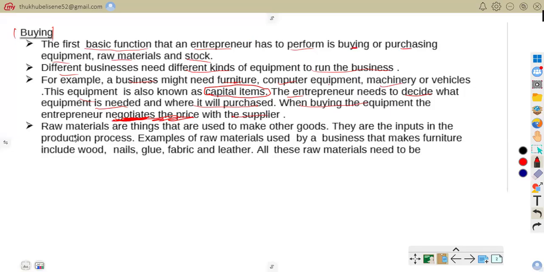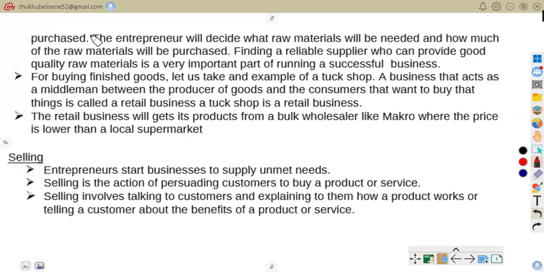Also, it says raw materials are things that are used to make other goods. They are the inputs in the production process. Examples of raw materials used in a business that makes furniture include wood, nails, glue, fabric, and lead. All these are raw materials needed to be purchased. So now we're talking about buying of raw materials. Raw materials are materials used to make other products. Wood, nails, and glue are raw materials used to make what? Furniture. So that is that.